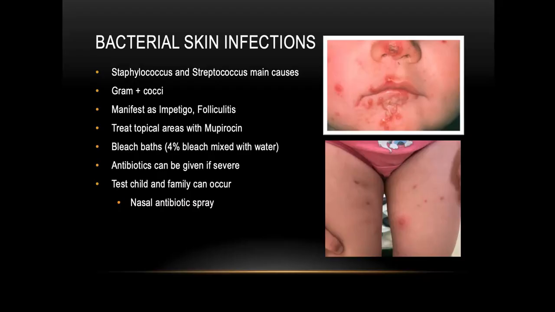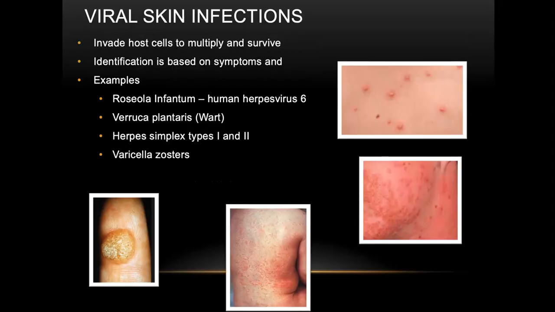And then we have our viral skin infections. These you probably have seen before. They're very common. They invade the host cells, multiply, and can survive and become dormant. For example, here is a wart. That is a type of virus, and you can make warts go away. There are some tricks to it.